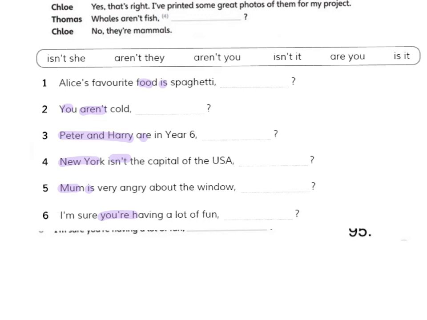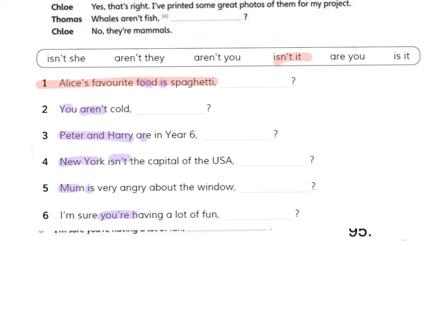Ready? So, now let's start by choosing the correct answer. Ready? Let's match. Let's begin with this one. The second one, sorry. The first one. Alice's favorite food is spaghetti. The first one should go with isn't it? Yes, do you agree?